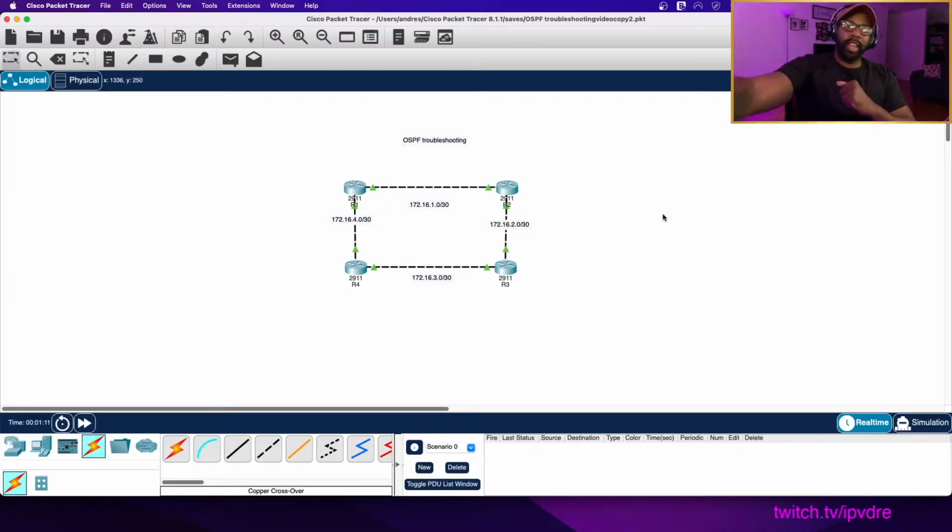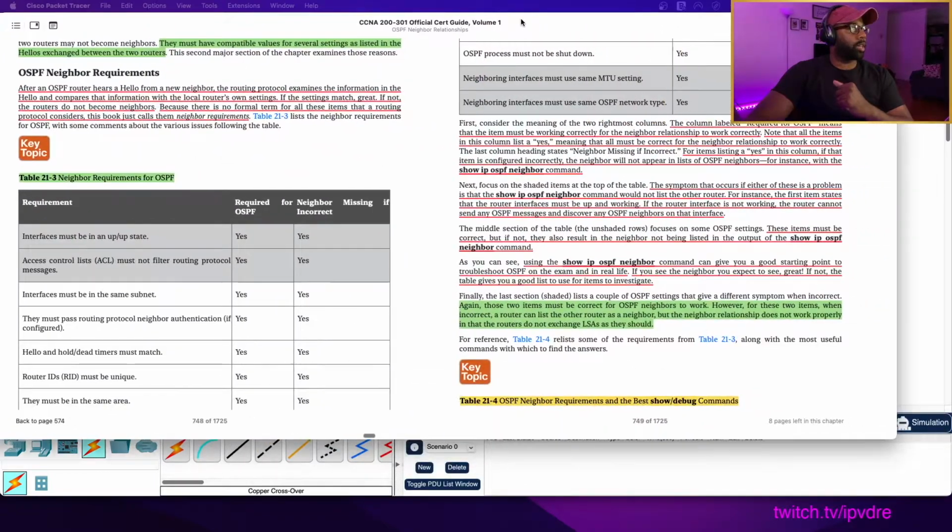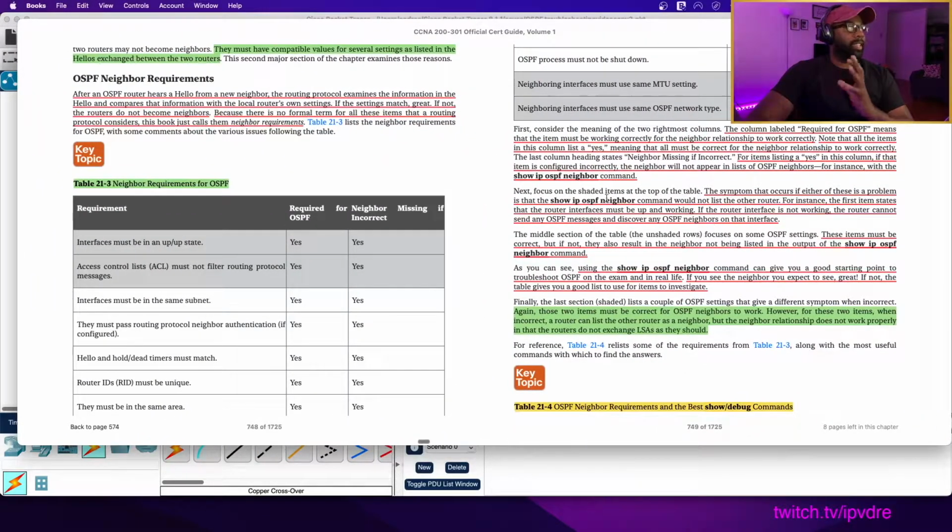And one of the things, well, I don't want to say one of the things, let's just pull up a list. So some of the things that can go wrong with OSPF neighborships, by the way, let me just pull this over to my screen real quick. This is my CCNA 200-301 Official Cert Guide, Volume 1 ebook. I have the ebook and I have the hardcover copy, right?